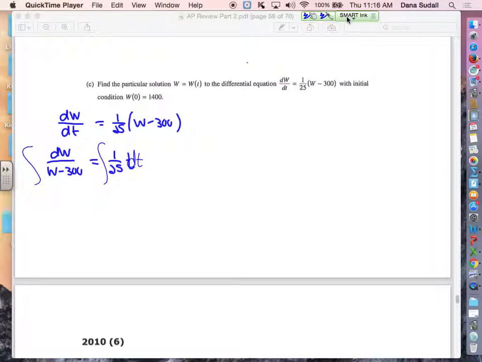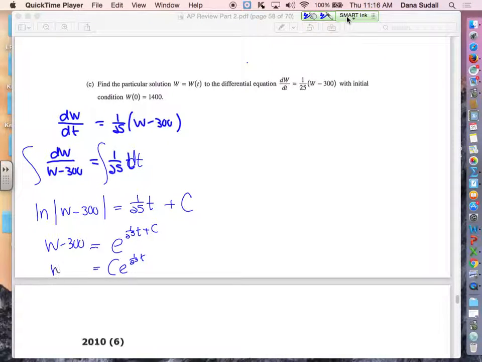Integrate the left-hand side. You can do the u substitution if you want, or you might just recognize that it's going to be natural log of W minus 300. You need to write out the u substitution and do it. You'll have du over u, and you'll end up with that. And this is 1/25 t plus our constant. Then again, we put it in exponential form. e to this 1/25 t plus c equals that inside part of W minus 300. That c can come out in front as the coefficient. And you can solve for W, or at this point, if you want to plug in the point.